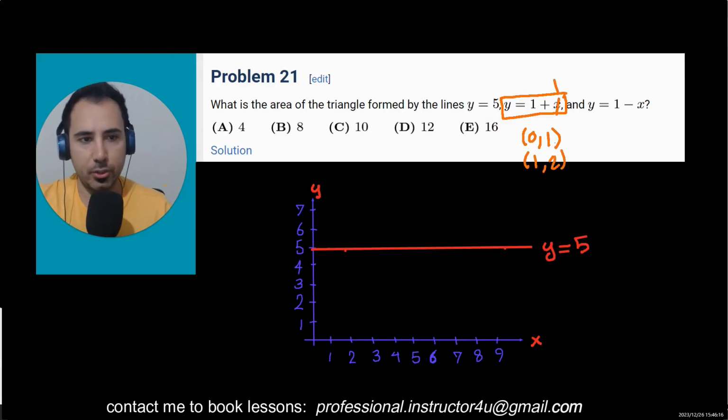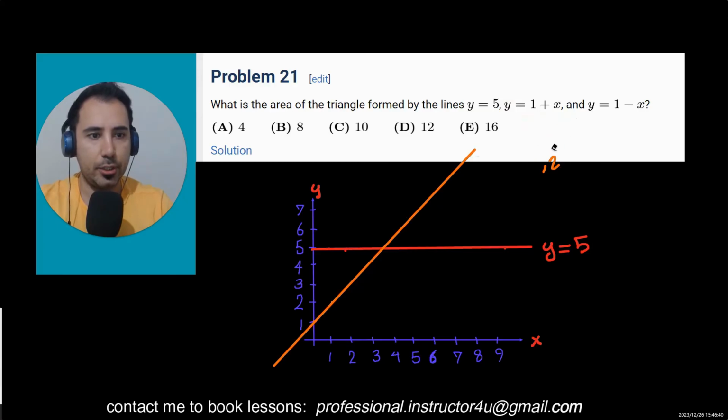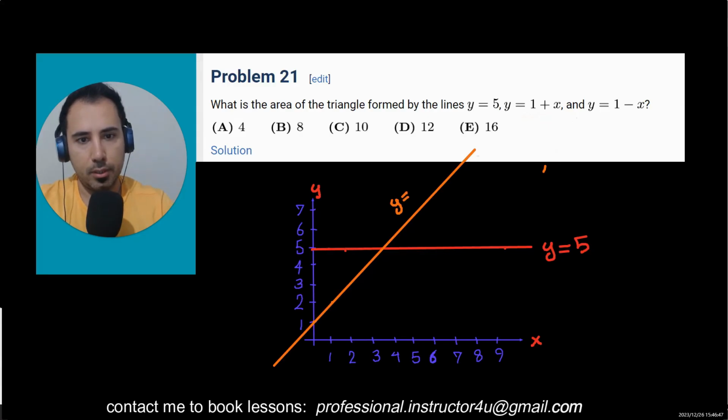So let me draw these two. Okay, x is 0, y is 1. x is 1, y is 2. It's going to give me these two points, and I'm going to just draw it. So remember, a line will continue infinitely. I could continue it as much as I want. And lastly, I'm going to just try to draw the last one. Okay, by the way, let me write it on top of it. y equals 1 plus x.